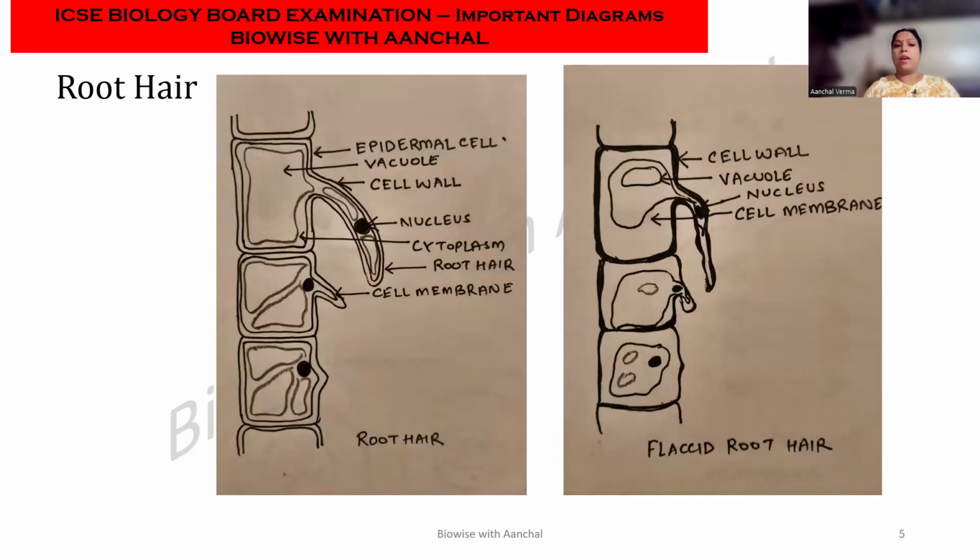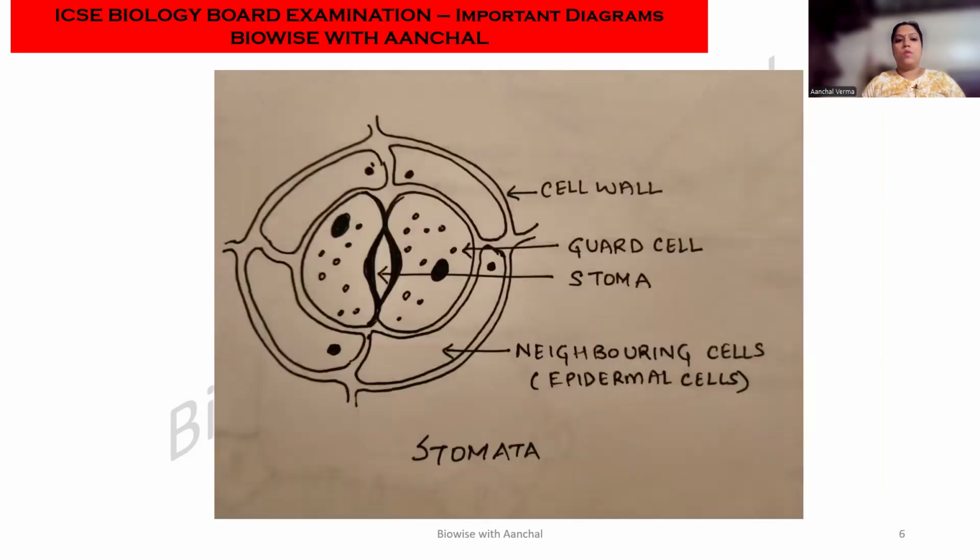Then here the diagram is of root hair. The first root hair diagram is a fully turgid root hair, and the second root hair is a flaccid root hair. The question can be draw the diagram of a root hair placed in a hypertonic solution. Then you have to draw this diagram. Okay, so both the diagrams I have shown. Okay, moving to the next.